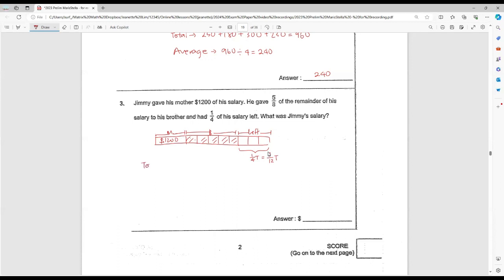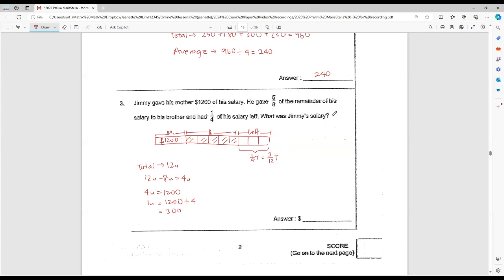The total will be 12 units. If the total is 12 units, what is 1,200? Over here, we already have 8 units, so we take 12 units minus 8 units, which is 4 units. And the 1,200 is 4 units. Then we find 1 unit, which is 300.